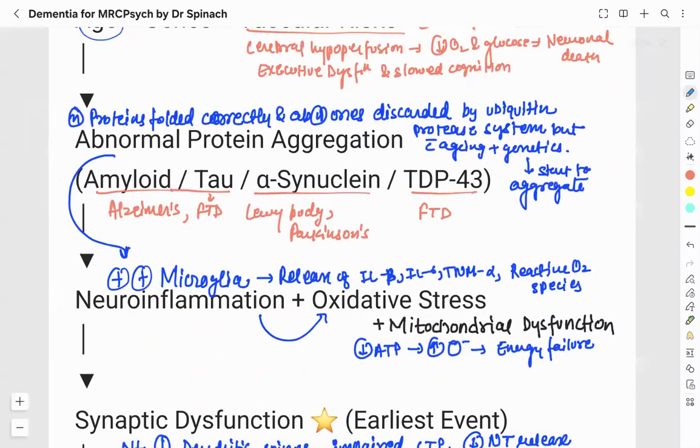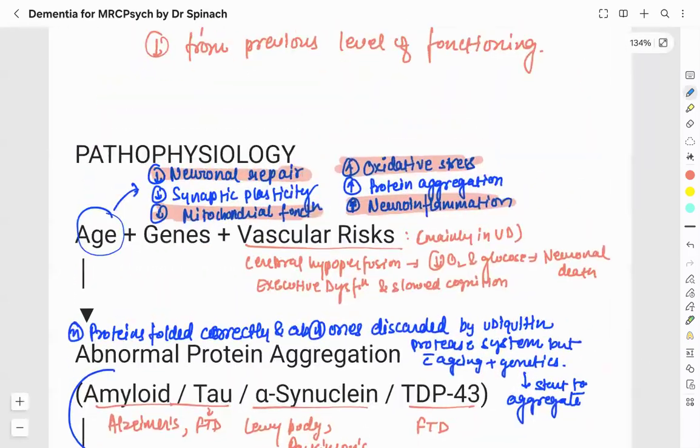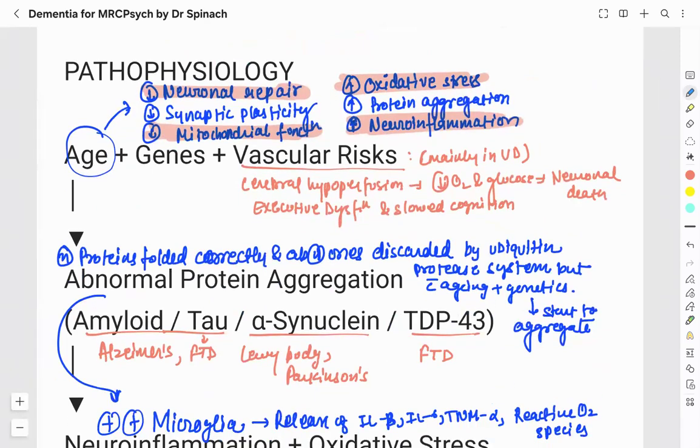Okay, so here we go. We have age. We have genes, which we already discussed. Then there are vascular risks. In vascular dementia, cerebral hypoperfusion occurs, which leads to decreased oxygen and glucose, and therefore neuronal death or neuronal degeneration, leading to executive dysfunction and slowed cognition.